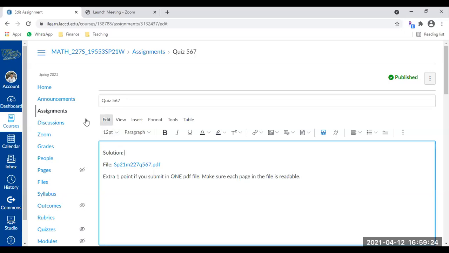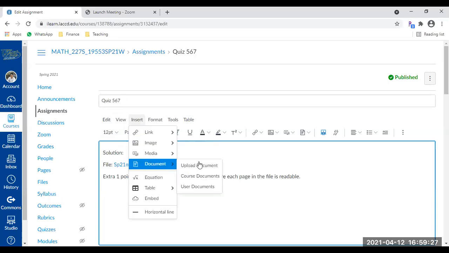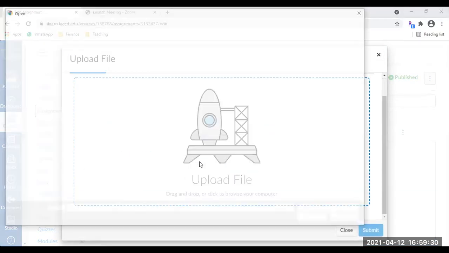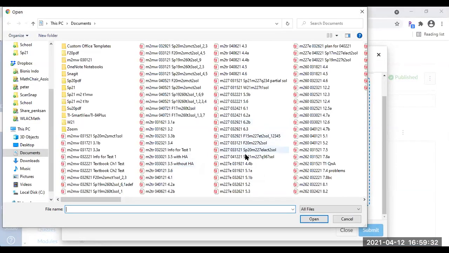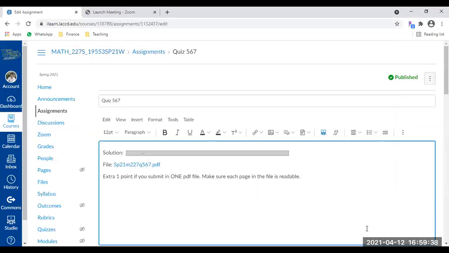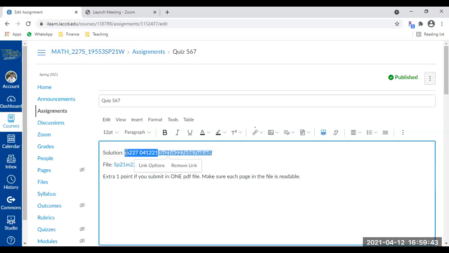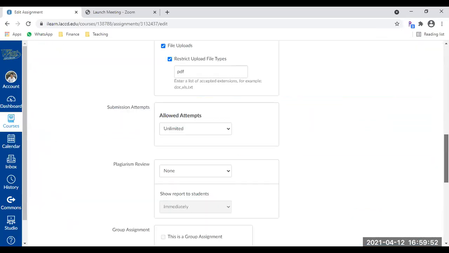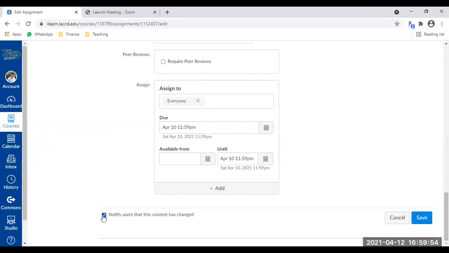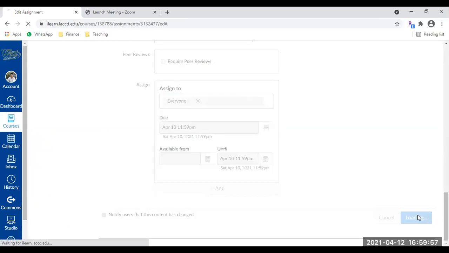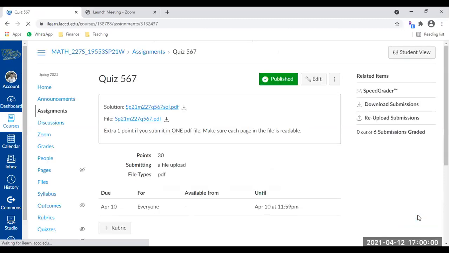Let me post it here. That's Math 227, this one. I show you this so that you see the inner workings of Canvas from a teacher's point of view. Okay, that's the solution. Notify users that it already changed. That's when I show that I already posted the solutions. Okay, let's go back to ours.